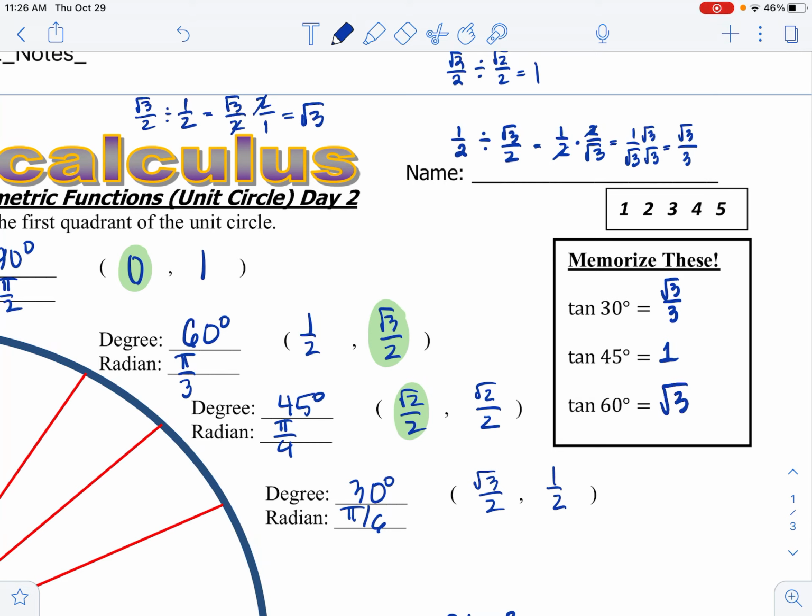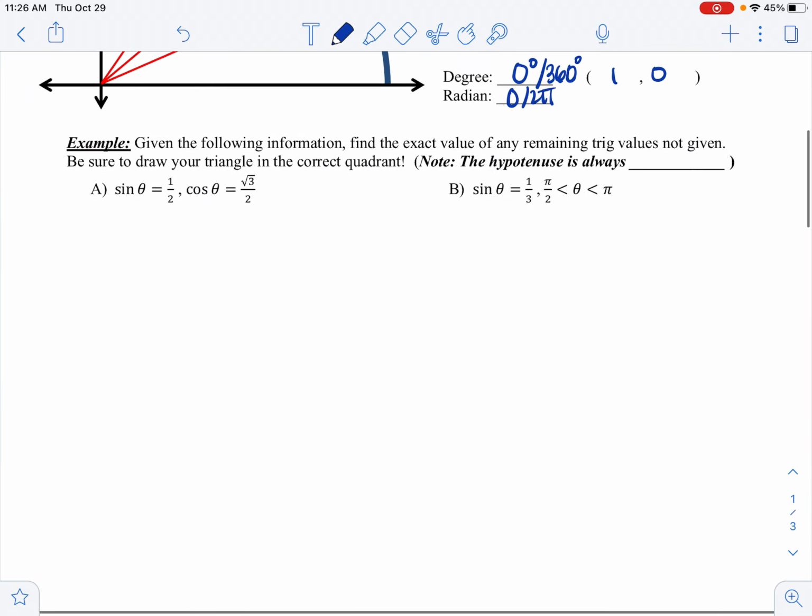Okay, so these ones should be fast also. If I say, we have tangents memorized, what's the tangent of 30 degrees? It's root 3 over 3. What's the tangent of 60 degrees? It's root 3. What's the tangent of 45 degrees? It's 1. Now, if I say, what's the cosine of 30 degrees? You might have to think for a second. You might have to say, okay, 30 degrees, the ordered pair is root 3 over 2, 1/2. Cosine's the x value, so root 3 over 2.